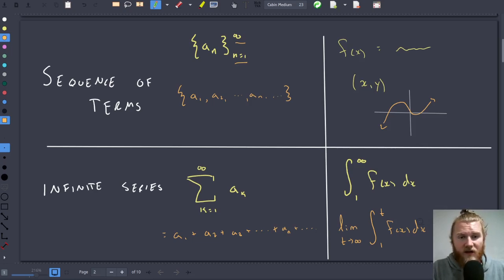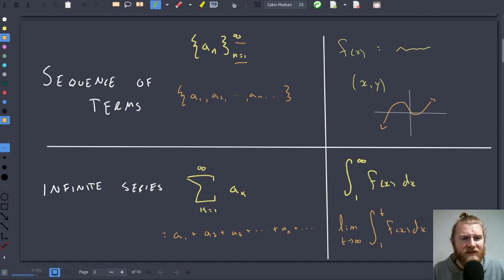And we're going to have some expression in terms of t at the end. Well, we can then just apply a limit as t goes to infinity, and we can see if this integral converges, if that limit exists, or if it diverges. Maybe the limit goes off to infinity or negative infinity, or maybe it just doesn't exist in some other way.